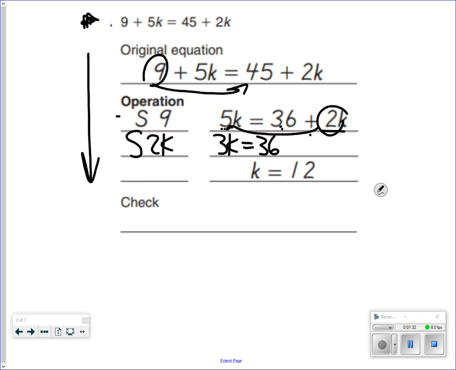Now how do we solve the next part? We're going to have to divide by 3. If we do 36 divided by 3, we'll get k, which equals 12.